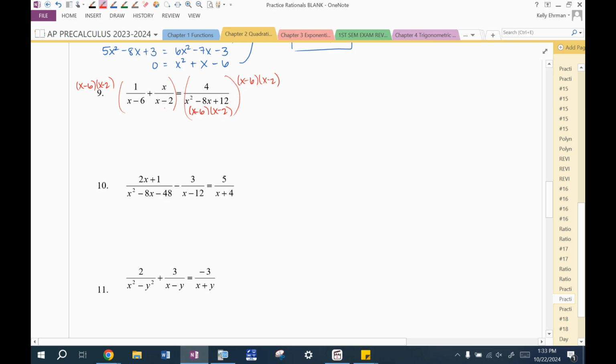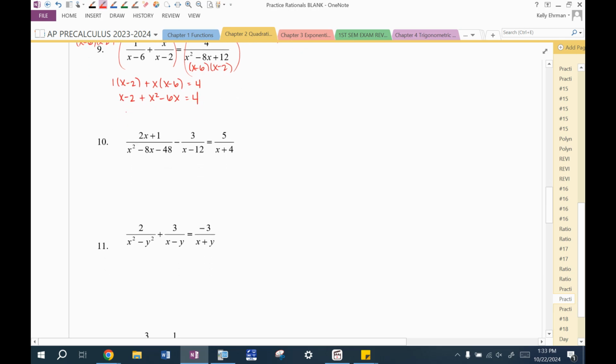All right, so what does this become? So x minus 6 is canceled. This is 1 times x minus 2 plus x times x minus 6 equals 4 times nothing because everything canceled. Well, this is just x minus 2. This is plus x squared minus 6x equals 4. This is quadratic yet again, so get it equal to 0. So x squared, then we're going to have minus 5x, I have a minus 2, and I'm going to subtract 4 over to the left side to get this equal to 0.